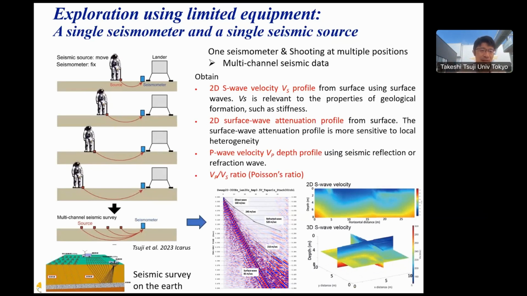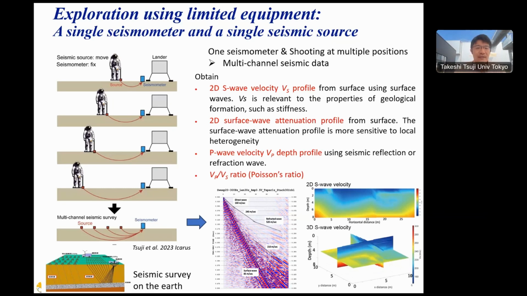On the left-hand side there's a schematic image, and the blue one is the seismometer. We deployed one seismometer close to the lander, and the human deployed the seismic source at one position and generated the signal. Then the astronaut moved to a different position and shot the same signal, and we repeat this kind of operation.